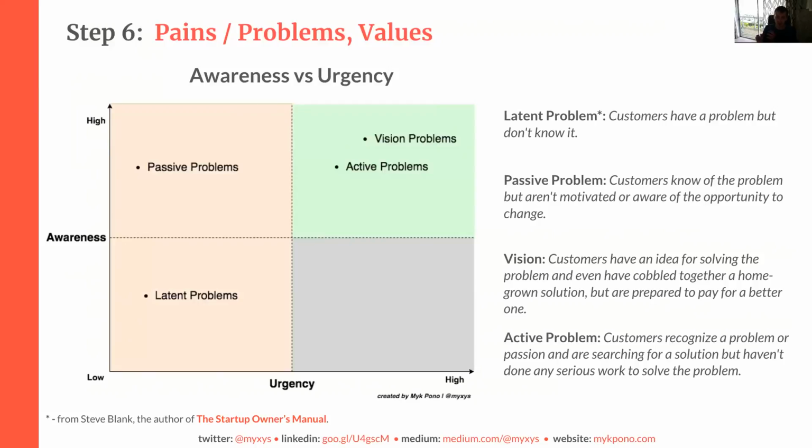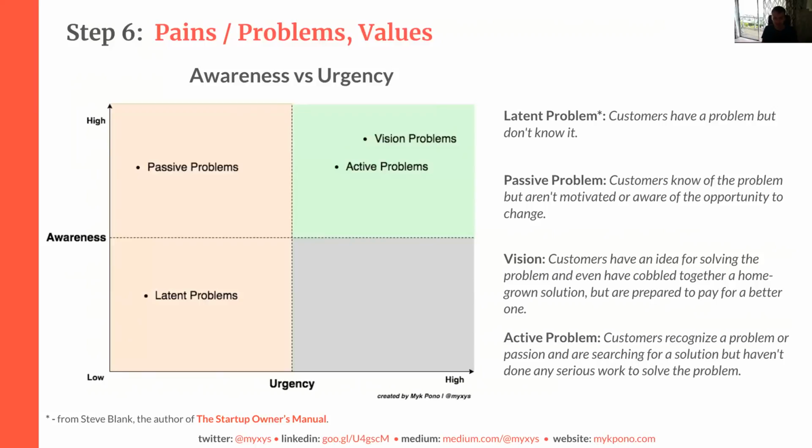And Steve Blank differentiated this into two categories. Number one is the vision problem. That's something where the customer is aware of the problem and actually took steps to build a solution internally, meaning they might have some sort of dedicated team to try to solve this problem, but they're also open to buying an outside solution if it's a better fit, or it solves the problem better, or maybe it actually reduces the cost.